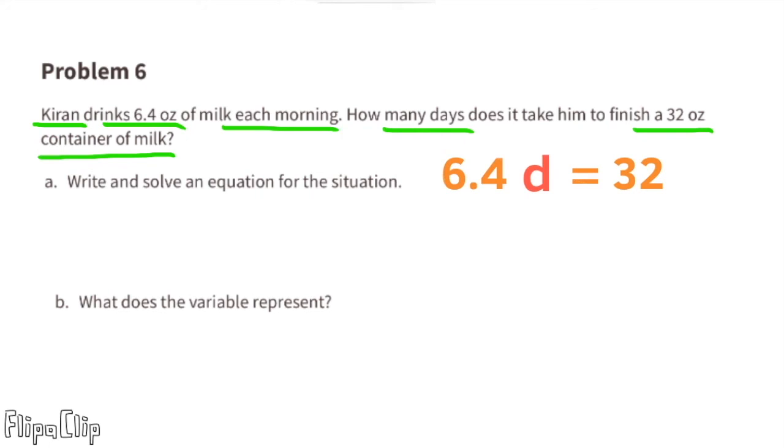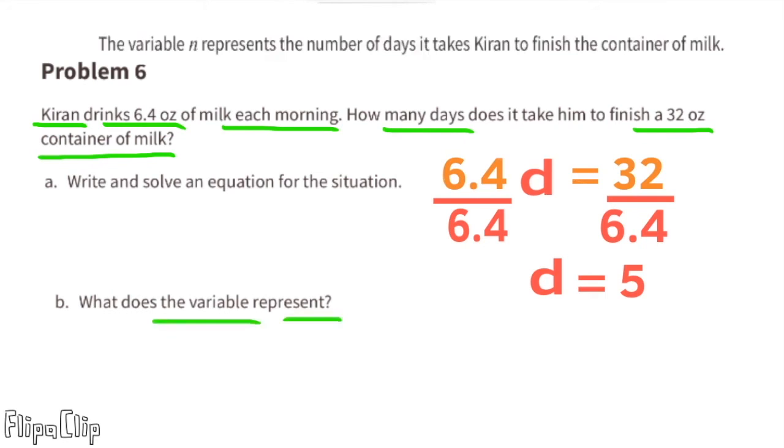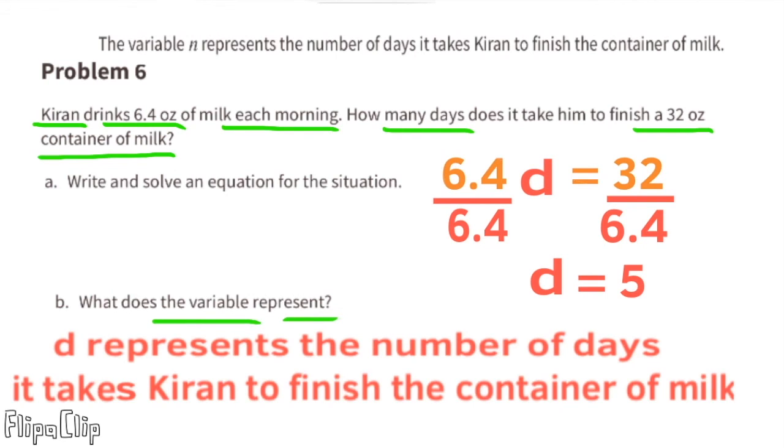Next, we need to solve. So let's solve for D. We can do that by dividing both sides by 6.4. On the left side, we have D by itself, and on the right side, we have 32 divided by 6.4, which equals 5. It would take Kieran 5 days, drinking 6.4 ounces of milk each morning, to finish 32 ounces. B. What does the variable represent? The variable D represents the number of days it takes Kieran to finish the container of milk.